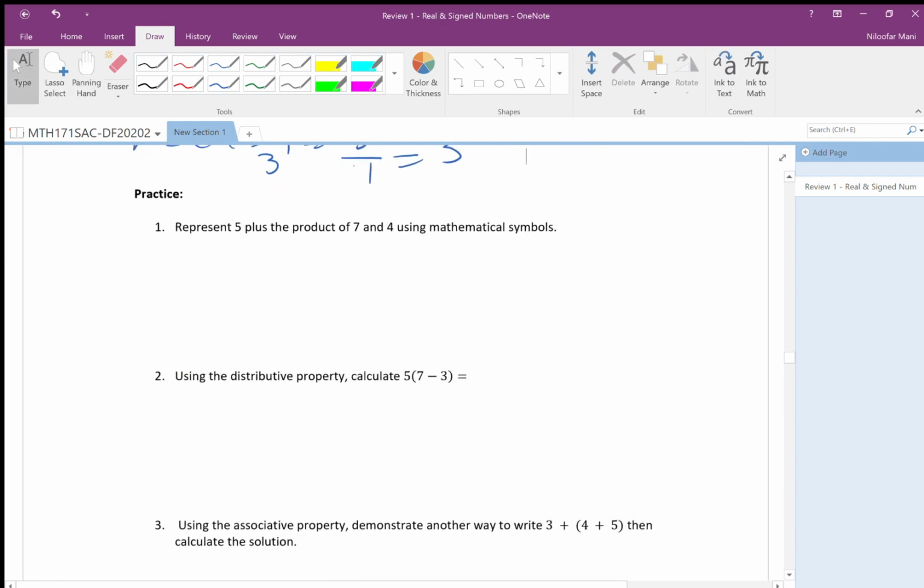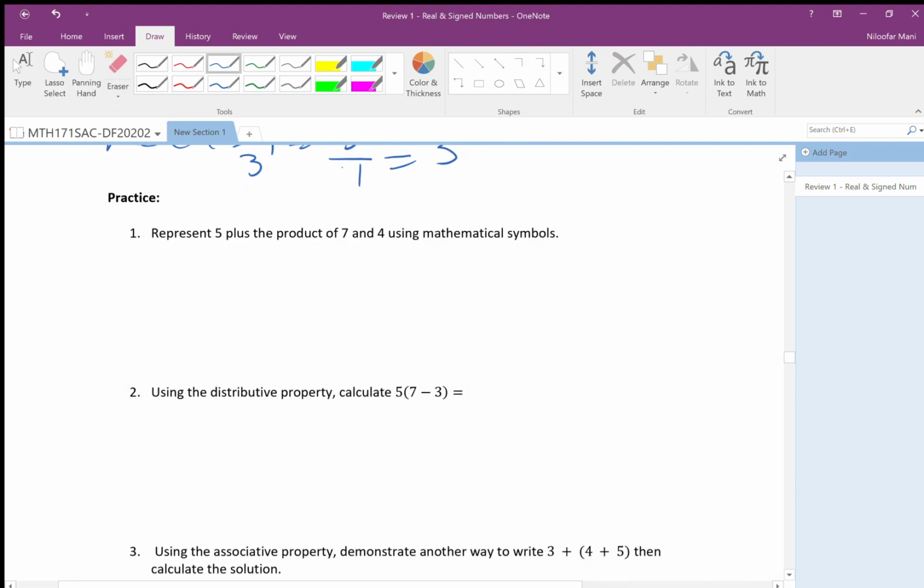Okay. Practice. Represent 5 plus the product of 7 and 4 using mathematical symbols. Okay, so 5 plus the product of 7 and 4. You have to show it this way. How do we solve it? We can come back later when we learn about BEDMAS.